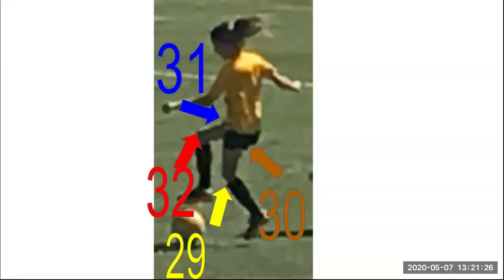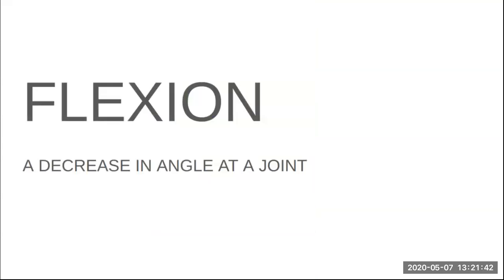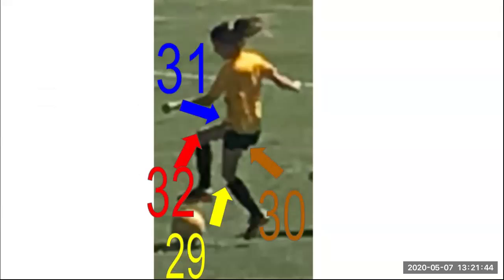So 29, insertion. Anterior thigh. 30, origin. Posterior thigh. 31, position of that joint, give me the joint. 32, position of that joint, give me the joint. Flexion.